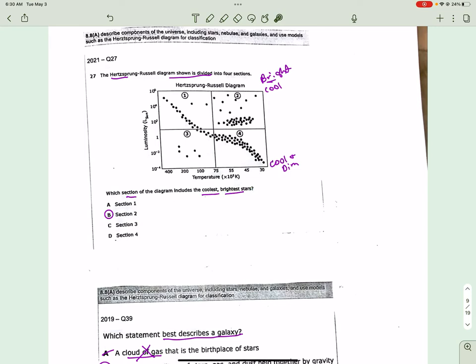So then the coolest are going to be the ones that are towards the bottom. Okay, coolest because they're not as hot. And cooler is going to be from right to left, and then brighter is going to be from bottom to top. So then right here, there we go. Cool and bright. So these are cool because I'm more towards the right, and I'm bright because I'm towards the top. So it's going to be section 2.